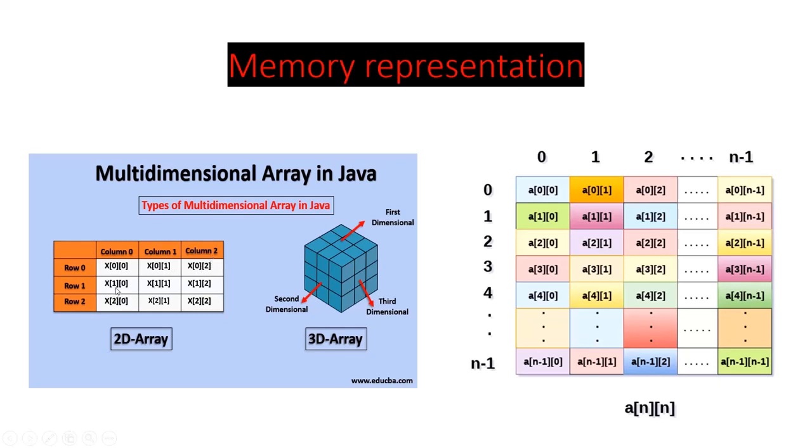Next, coming to the second row. So x[1][0], where 1 represents row 1 and 0 represents column 0. Like that x[2][2], where 2 represents the second row and this 2 represents the second column. So like that the two-dimensional array can be represented. So this is the representation of a two-dimensional array in memory. A[n][n], I mean array of row by column.